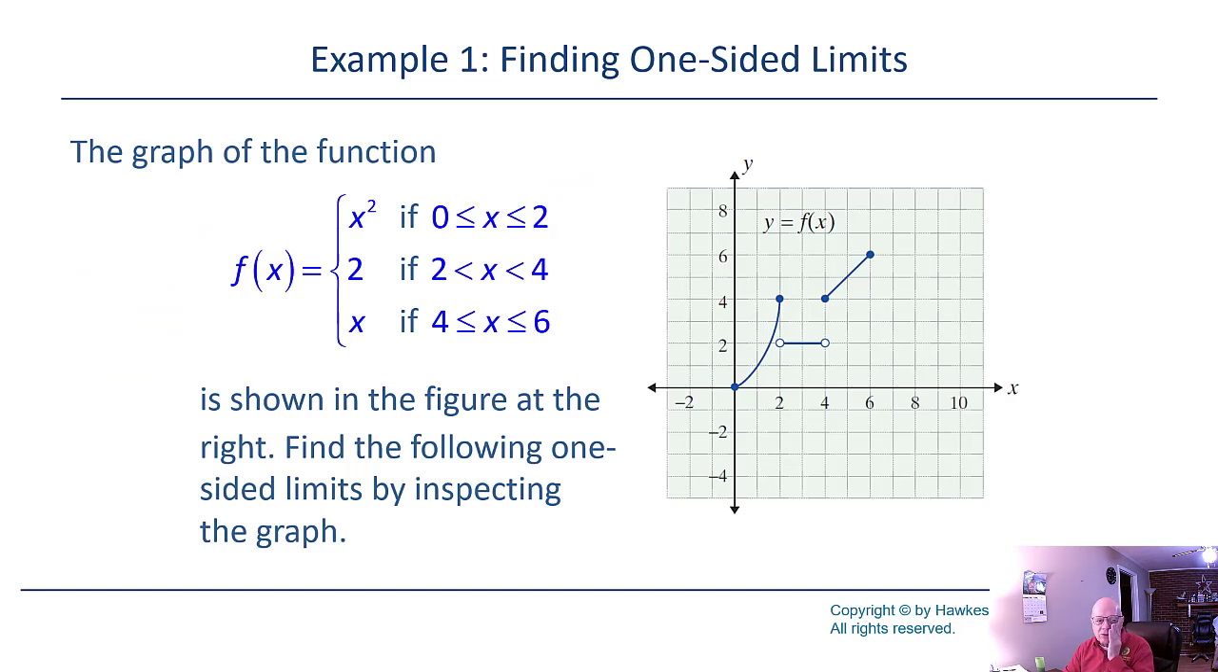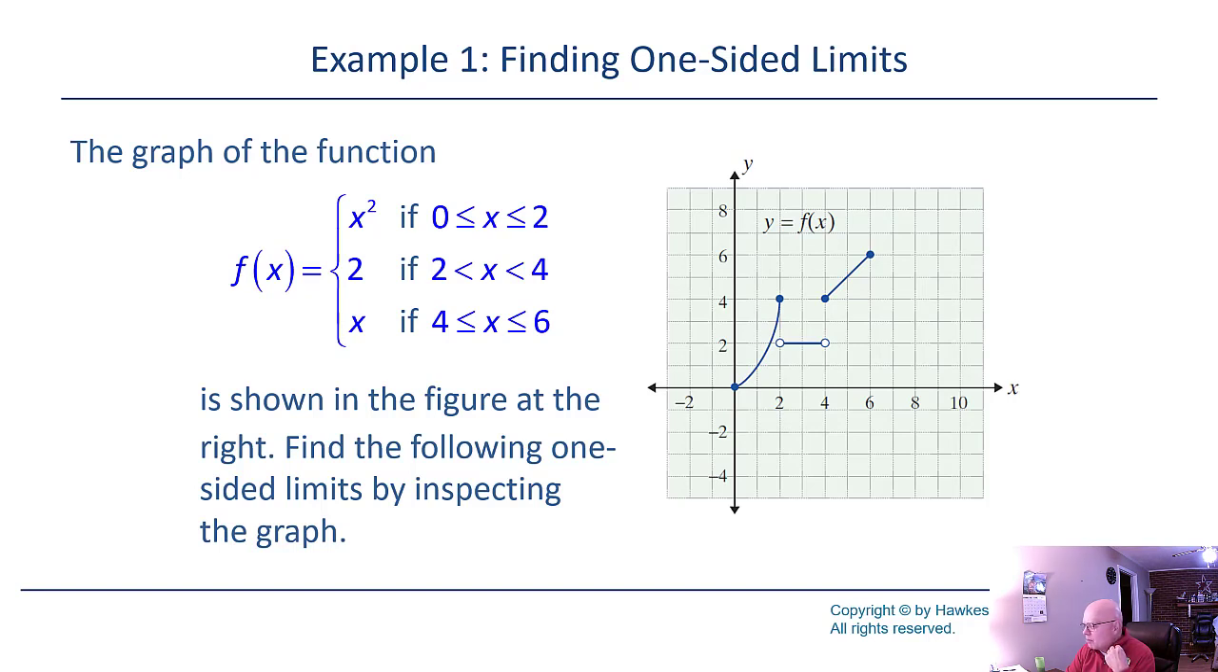So let's take a look at this one. You can see that we've got a piecewise function, and over here on the right with the graph, you can see why it's called a piecewise function. You got 3 different pieces and they definitely look different. The first piece here is some kind of a curve, maybe a parabola.